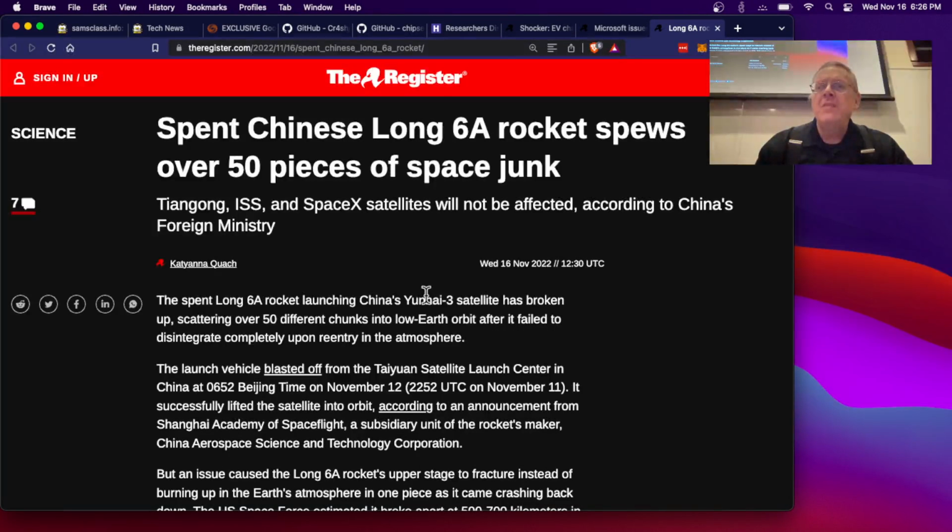A Chinese rocket fell apart on the way back in, and it's spewing out 50 pieces of space junk. It seems it did it a few hundred kilometers up, but they seem not worried about it staying in orbit and colliding with other satellites, is what I mostly hear about. They're just worrying about it landing and hitting somebody on the head, which is a pretty low risk, I think.